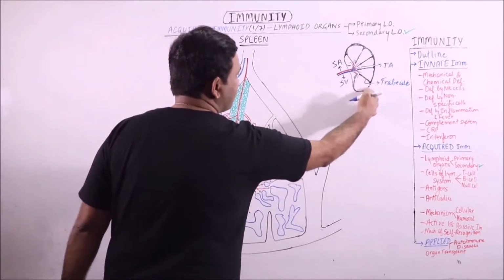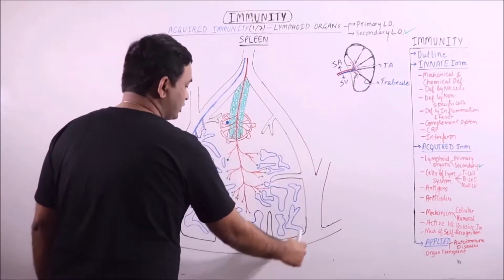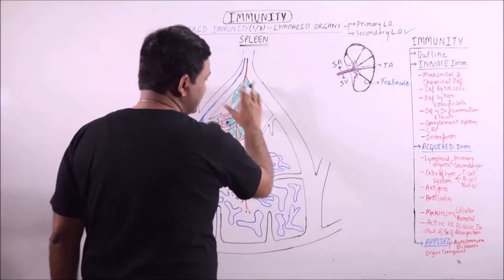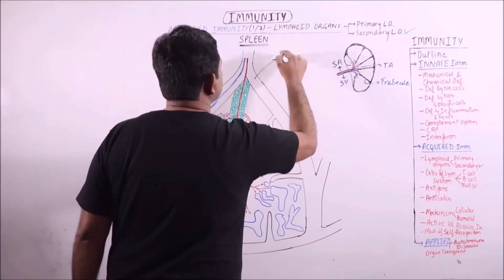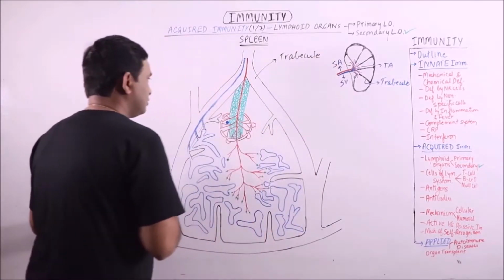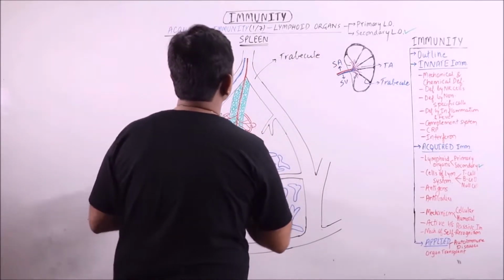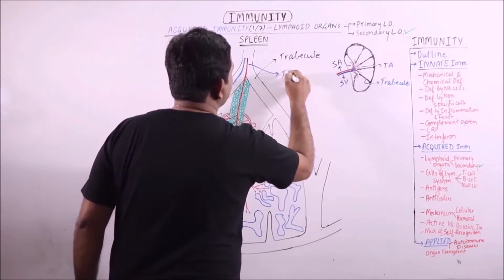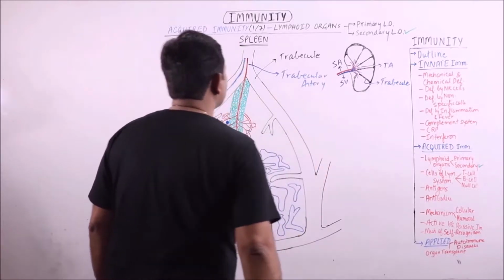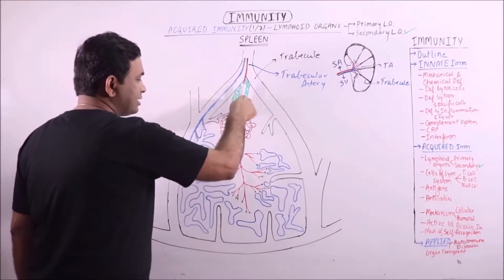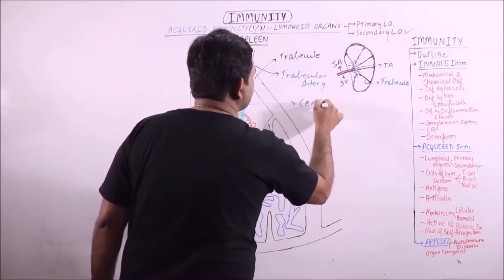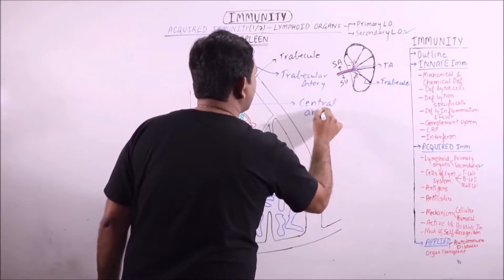Now we are taking a compartment having boundaries of trabeculae. In this compartment, this partition is the trabecula, and this is the trabecular artery. As soon as the trabecular artery enters a compartment, it is termed the central arteriole.